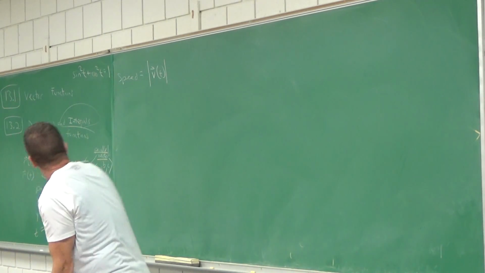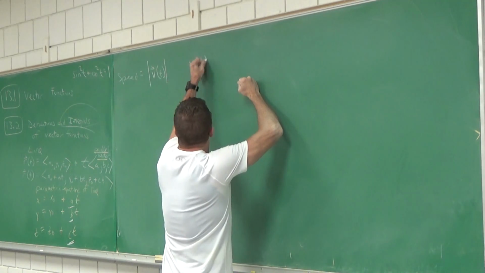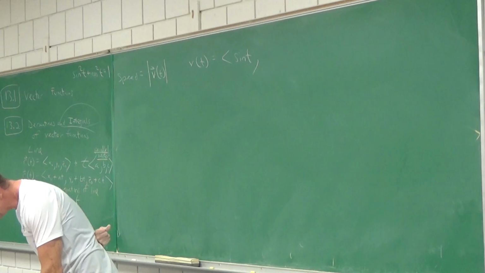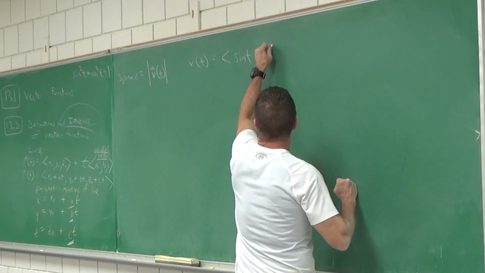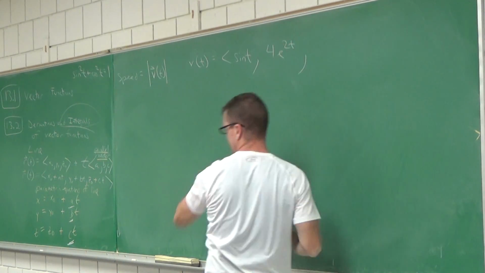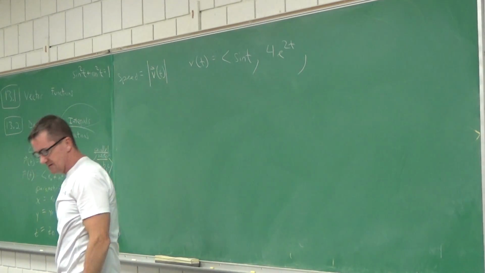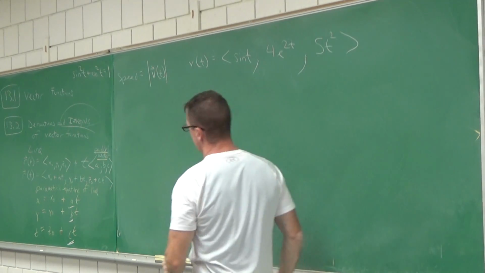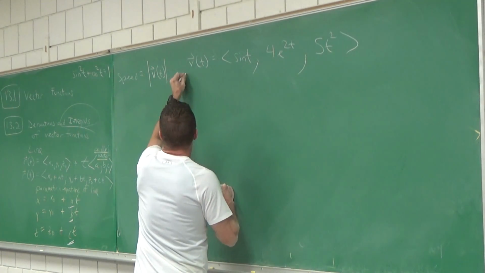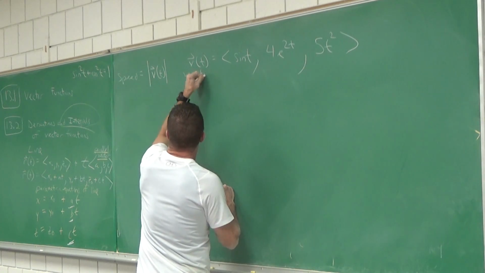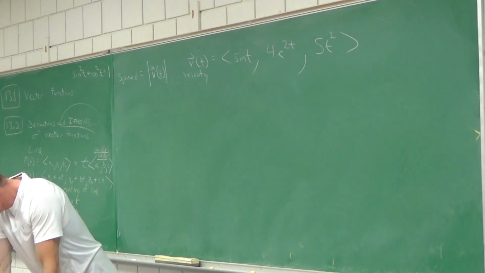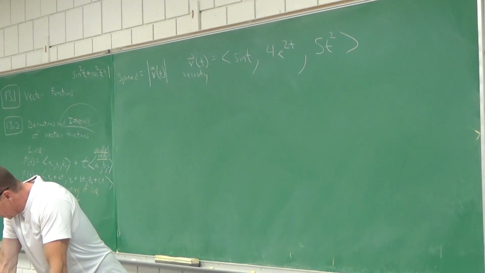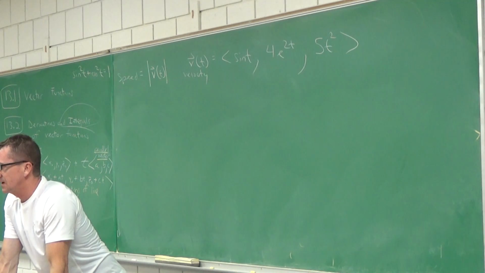All right, v of t equals sine of t, 4e to the 2t, and 5t squared. This is velocity, or the tangent vector. The question is, can you find the position vector?